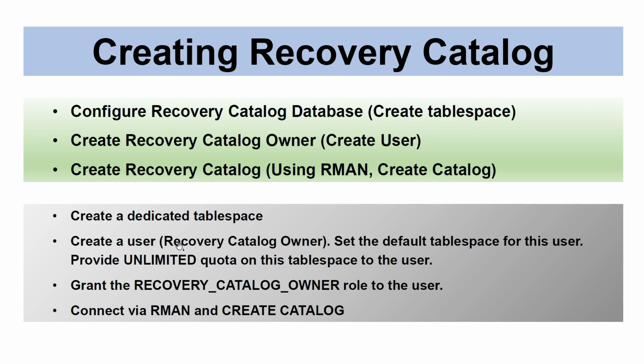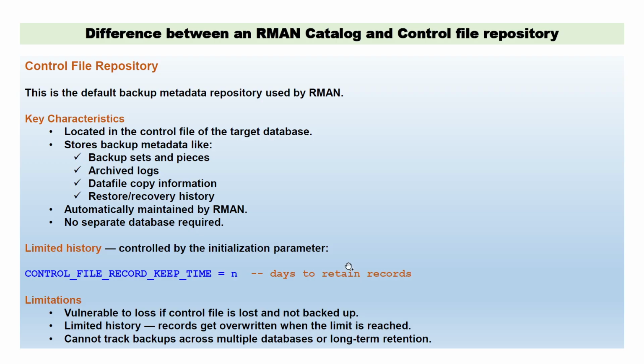This user becomes the recovery catalog owner. Set the default tablespace for this user. Whatever tablespace you created, set that particular tablespace as the default. Provide unlimited quota on this tablespace to that user. Then grant the recovery catalog owner role to the user. Then connect to RMAN and specify the create catalog command. So these are the steps of how you create the RMAN recovery catalog.